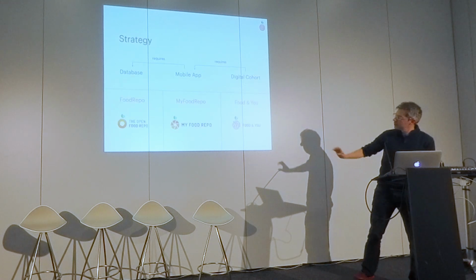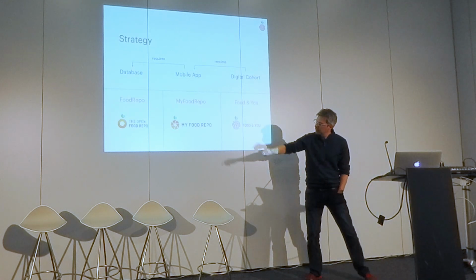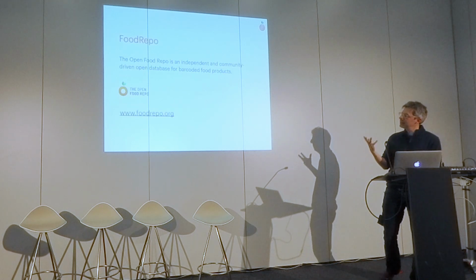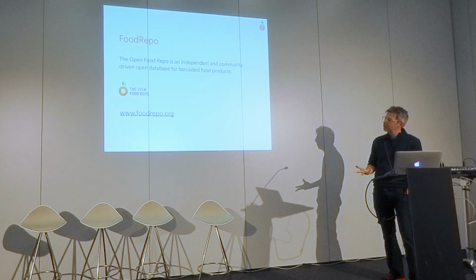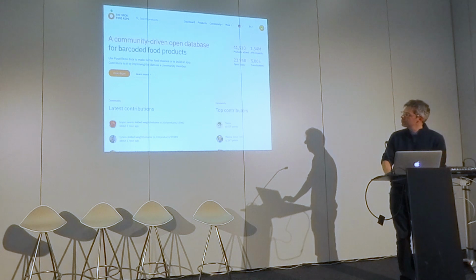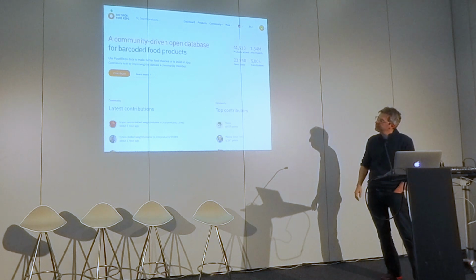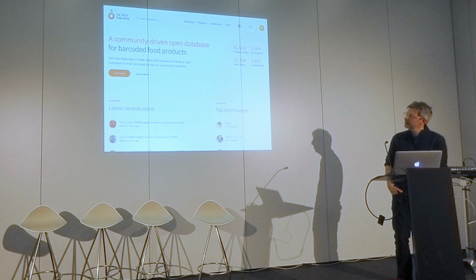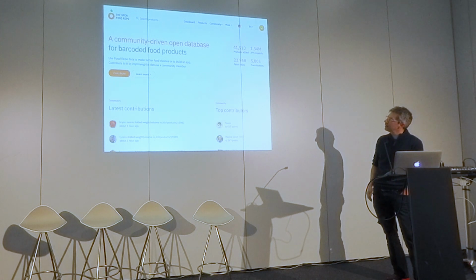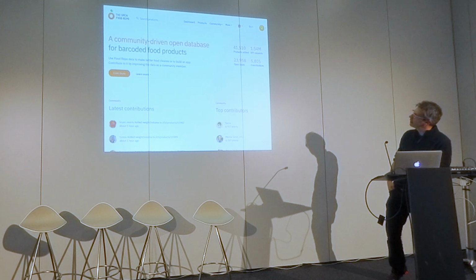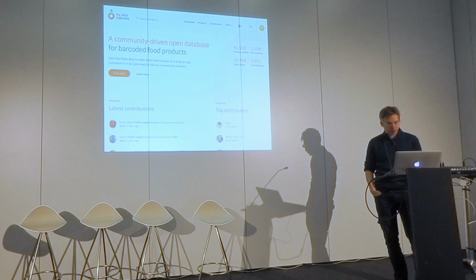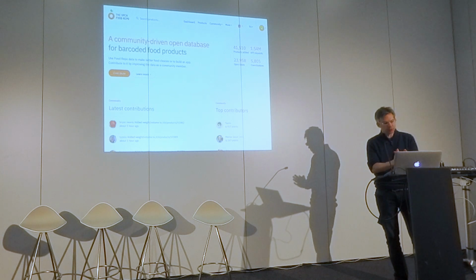This database, right? Here on the left, moving all the way to the left, let me say a few words about the database because that's going to be important. It's an independent and community-driven open database for barcoded food products. What do I mean by this? If you go to foodrepo.org, this is what it looks like. It currently has, this is slightly outdated, but that order of magnitude, a bit more than 40,000 barcoded food products.